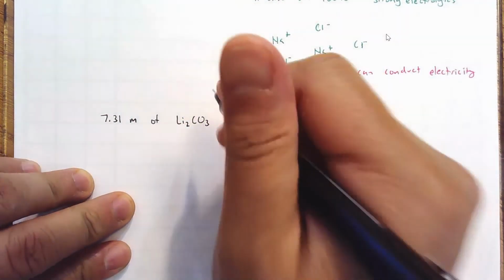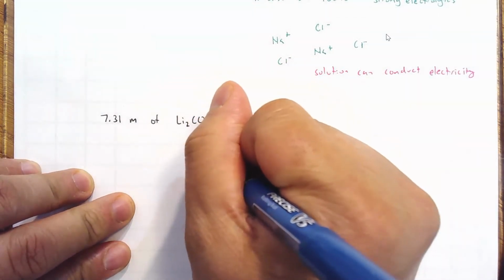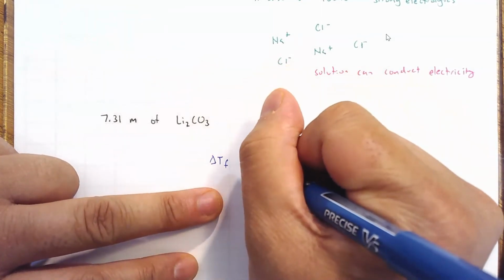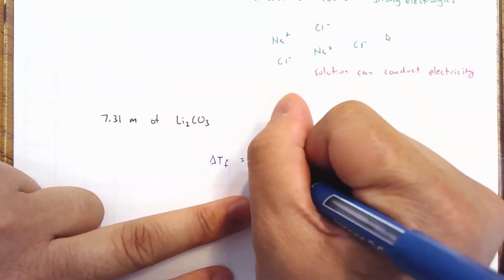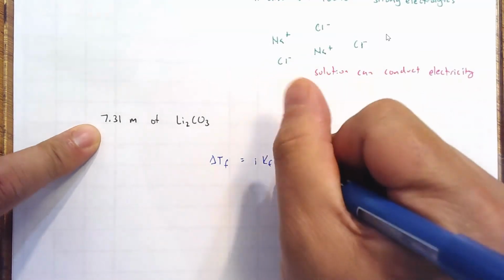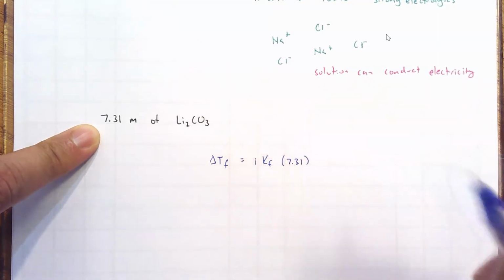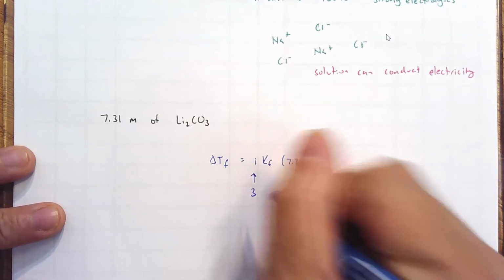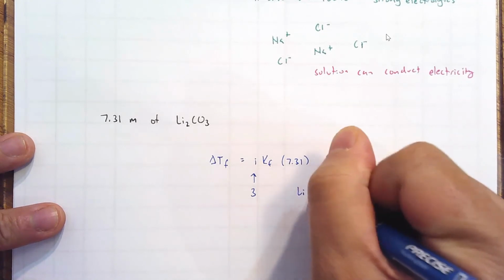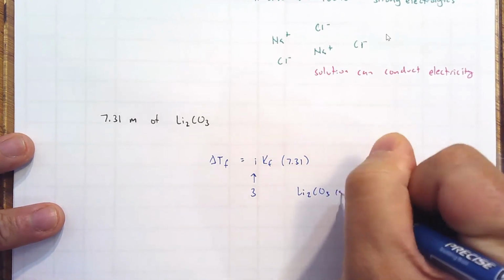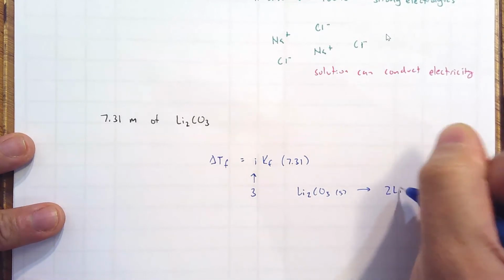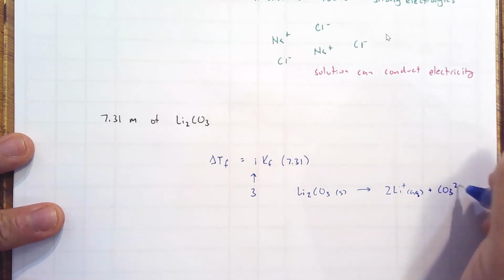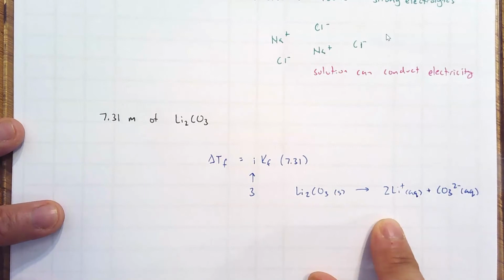So when we plug it into the formula, you have delta T, and we'll stick with freezing point. Delta TF equals I, the KF, and then this molality, 7.31. But then this number, I, you should plug in 3. Okay? Because Li2CO3 solid breaks up into 2 Li plus aqueous plus CO3 2 minus aqueous. That's where I get the 3 particles. Okay?